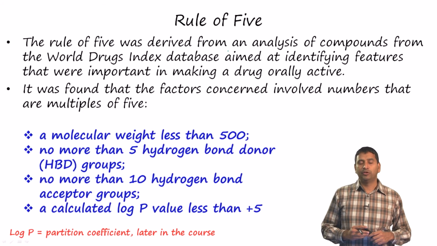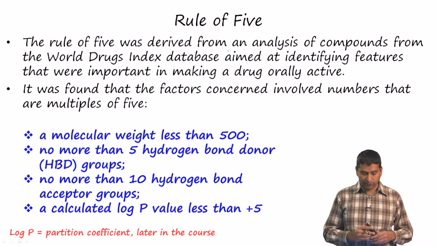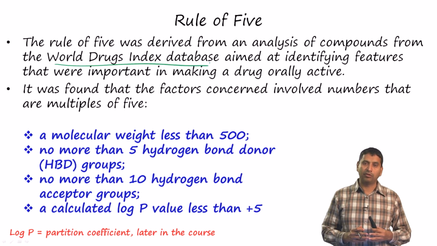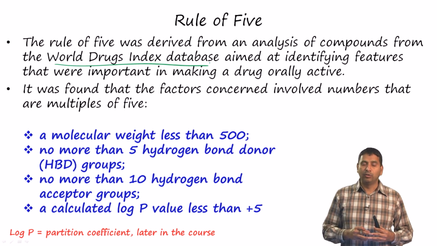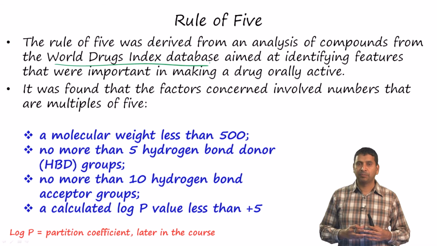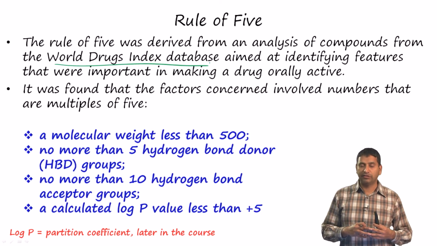So, Lipinski came up with this rule of 5. He and his co-workers looked at the World Drugs Index database, where they found a compilation of the drugs that were used clinically, which are orally active, and using this they were able to identify certain characteristics which were common to these orally active compounds. So, if we are able to identify these common features, then it is likely that if we design a compound which has similar characteristics, then it may be orally bioavailable.